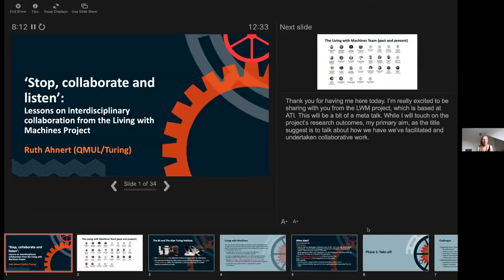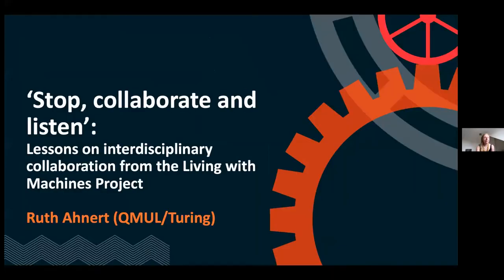Okay. Let's see if that all looks right. Perfect. We're seeing your speaker view, Ruth, sorry. Swap displays. Yep. Now I'm going to be really annoying and be looking over here at my notes. So apologies that I'm not looking directly at the camera.